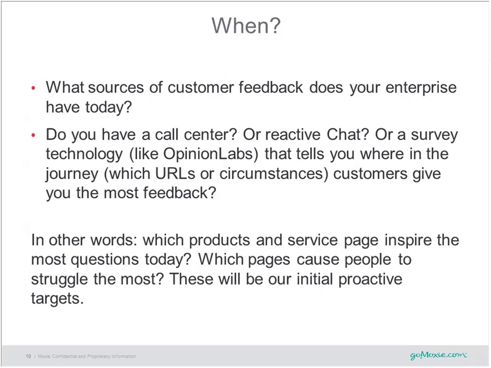So the second point here is, do you have a call center or reactive chat or even a survey technology, which I mentioned above, like Opinion Labs? That tells you where in the journey customers give you the most feedback. If there are friction points in that journey, if it's on the home page where they need to see more content and information, then engage them with that proactive, offer them assistance earlier in that journey. And even at this point, maybe from desktop to mobile device, you decide that you'd like to engage with them differently on each one of those devices.